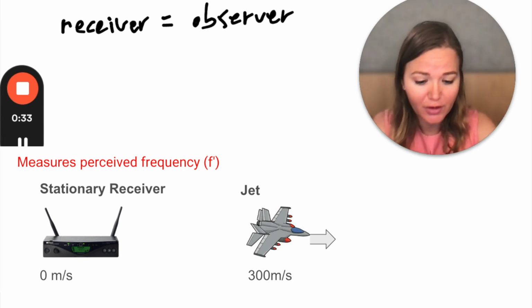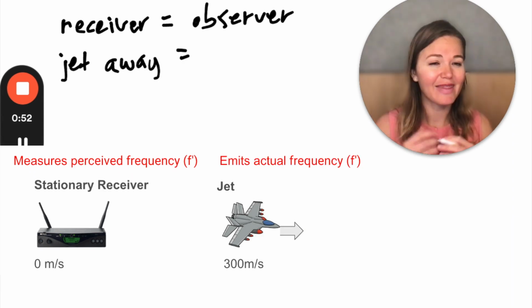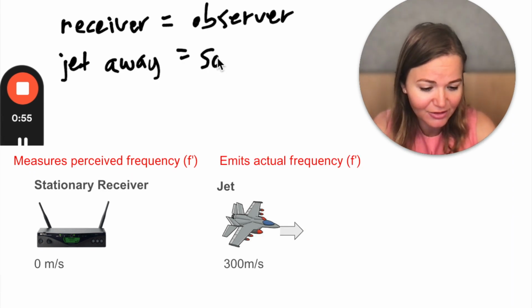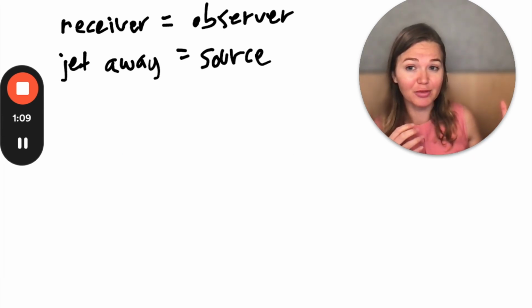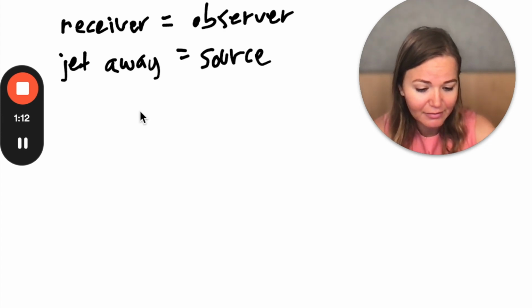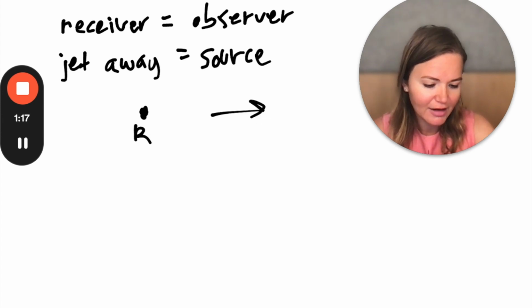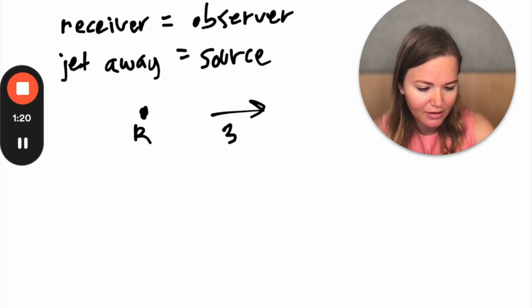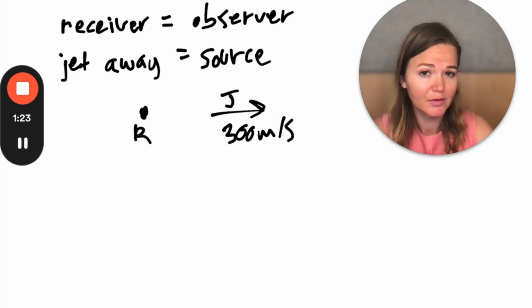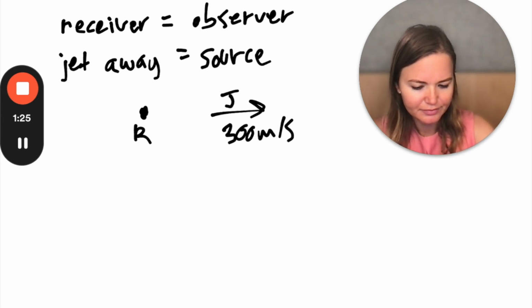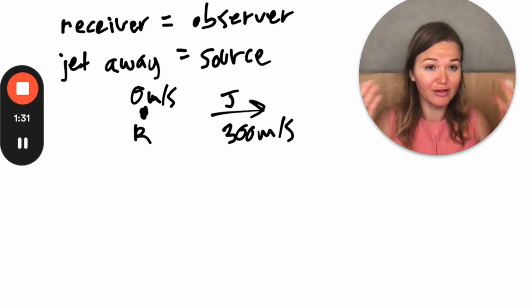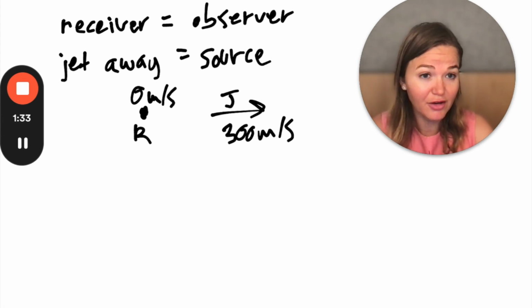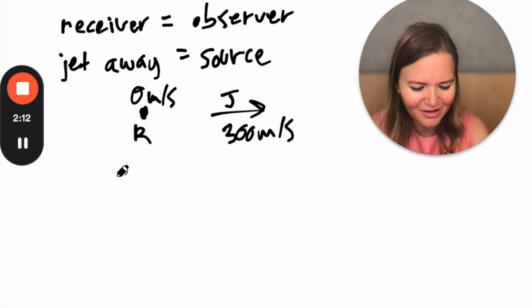And then we have the jet moving away. So we're going to say jet away, and that is going to be the source of the signal, okay? So that's our source. So what's our relative motion between a jet moving away at 300 meters per second from a stationary receiver? Well, I'm going to basically draw that as here's our stationary receiver. I'm going to call this our R, and here's our jet moving away. We're going to call this J at 300 meters per second. Okay, so essentially our R is 0 meters per second, right? So what's the relative motion between 300 and 0? 300 minus 0 is just going to be 300 meters per second. So our relative motion here is 300 meters per second.